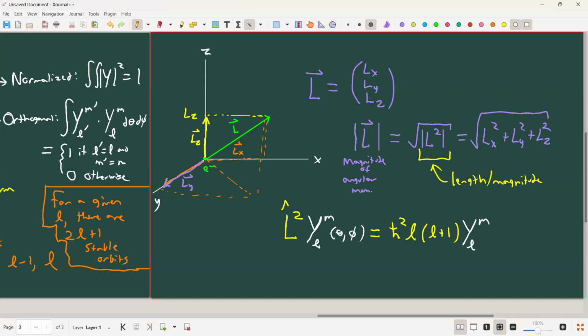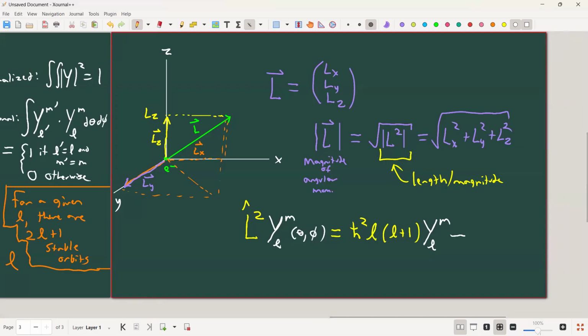This is why L is our total angular momentum quantum number: the magnitude of our angular momentum, how long the vector is, the square of its length, is proportional to L times L plus 1. So the magnitude of the angular momentum is h bar times the square root of L times L plus 1. L gives you the magnitude of the angular momentum. As L increases, the system is spinning faster and faster.